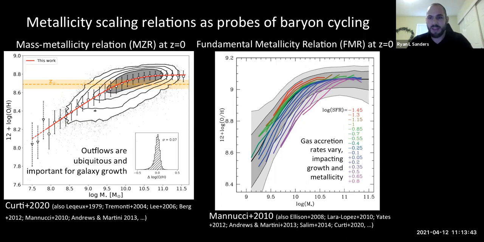And then this FMR on the right-hand side, we basically have this relationship where at fixed mass, galaxies with higher star formation rates have lower metallicities. And this is thought to reflect gas accretion and the metal dilution mechanism, where you accrete new gas, it drives the star formation rate higher while simultaneously lowering the metallicity. So it's a great piece of evidence of the impact of gas accretion.